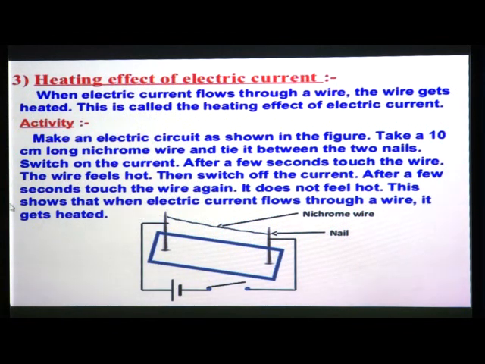So, what is this activity going to prove here? This activity is going to prove that whenever there is a switch on, it means whenever current is flowing through this wire, that wire is going to become hot, and when that switch is off, at that time current is not going to flow through this wire, and then the wire becomes cool again, or it does not feel hot. Okay. It means this is the heating effect of electric current.